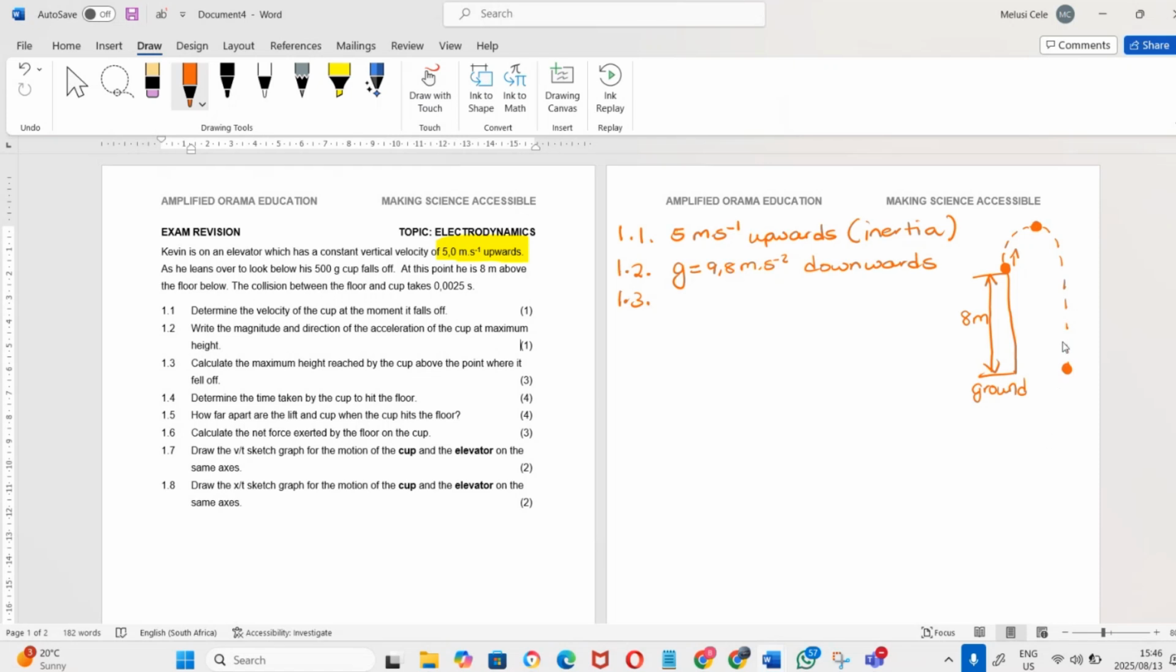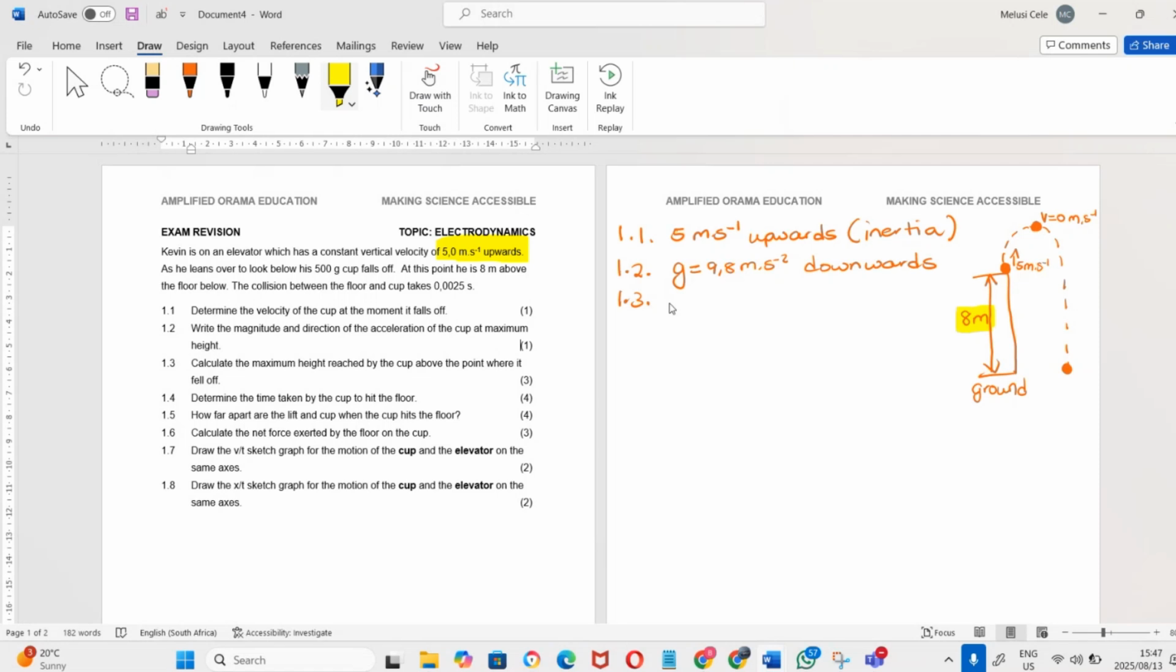the ground there. Okay, so it goes up at 5 meters per second. Its velocity at max height is equal to 0 meters per second. So the question says you must calculate the maximum height reached by the cup above the point where it fell off. So that is only above the point where it fell off. In that calculation, we do not need to add the 8 meters because the question does not say above the ground. It says above the point where it actually fell off.